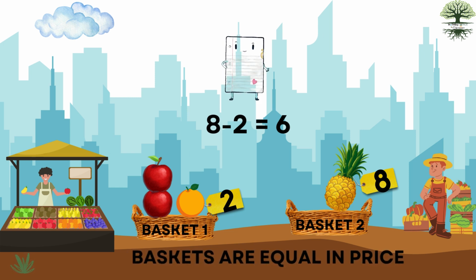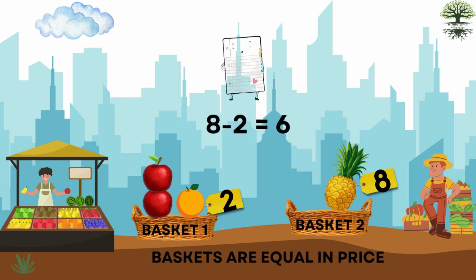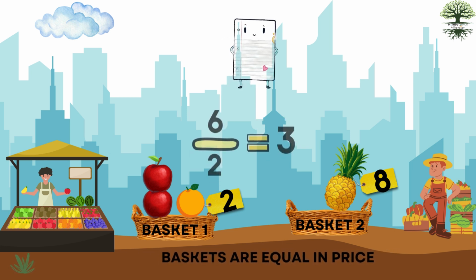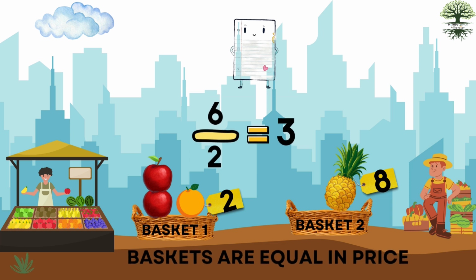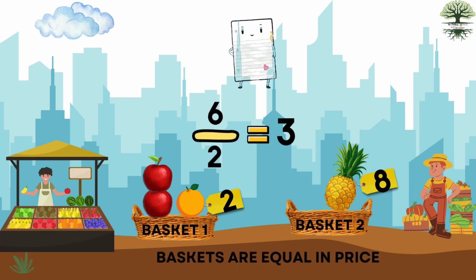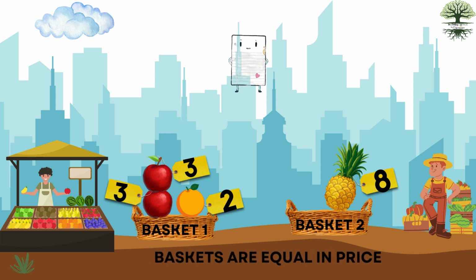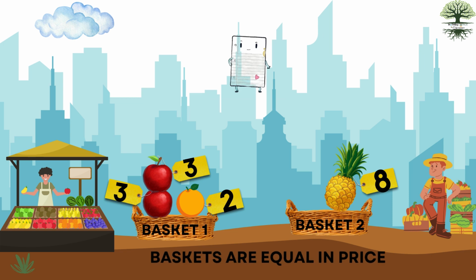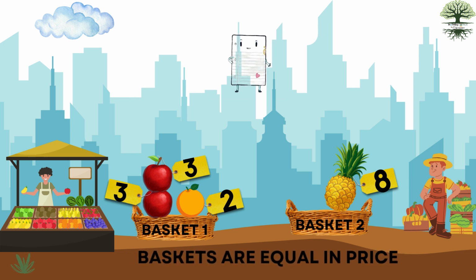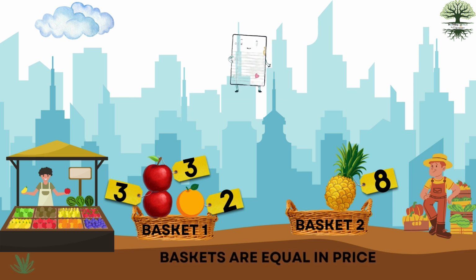Then how much does each apple cost? We divide 6 by the number of apples. 6 divided by 2 equals 3. So each apple costs 3 units. Awesome work! By removing identical items and comparing the remaining pieces, we found the price of an apple using logic.